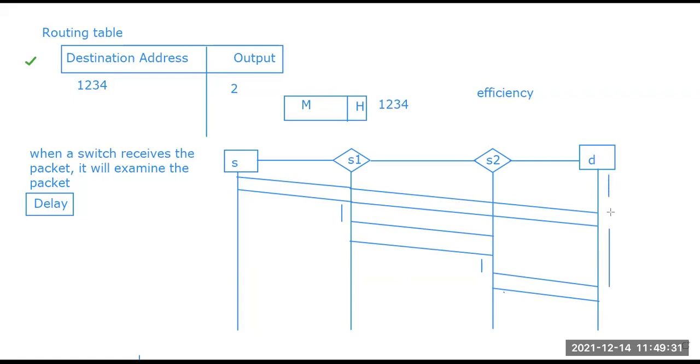The total delay starts from the time of transmission. It is the total time the message has waited at each switch before it is received at the final destination. That is known as the total delay. This delay happens because of examining the packet, finding out the destination address, and finding the corresponding output to forward the data.